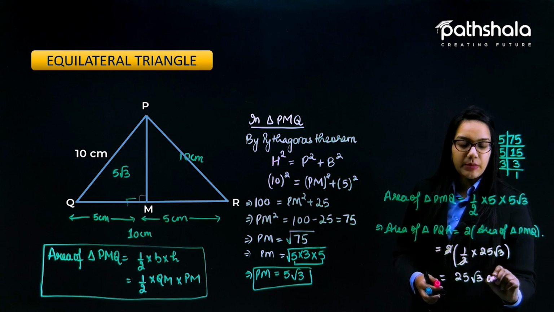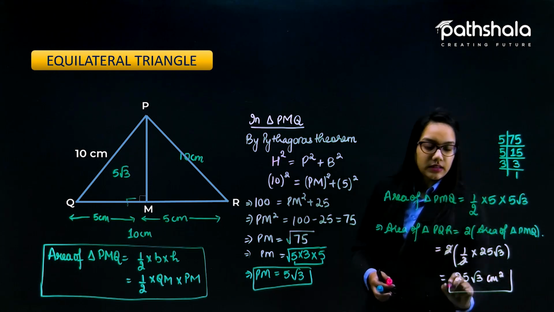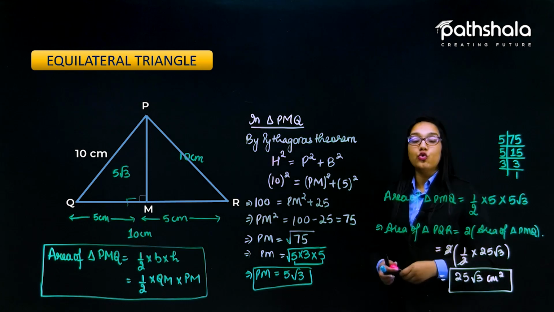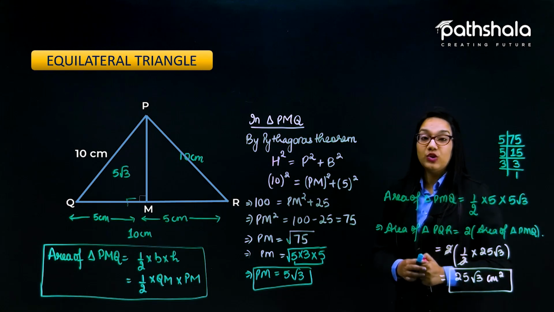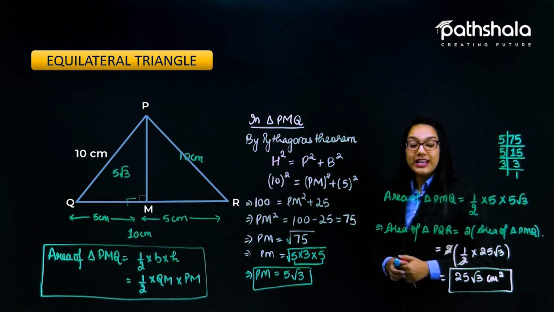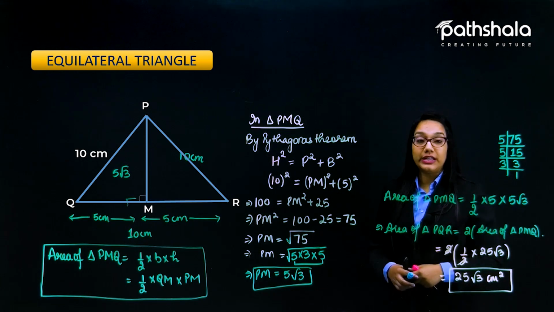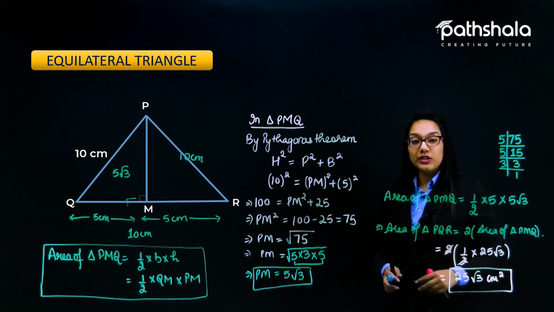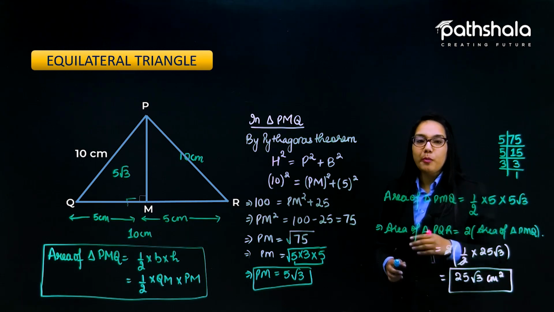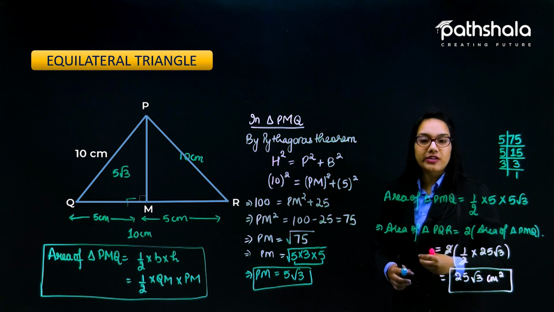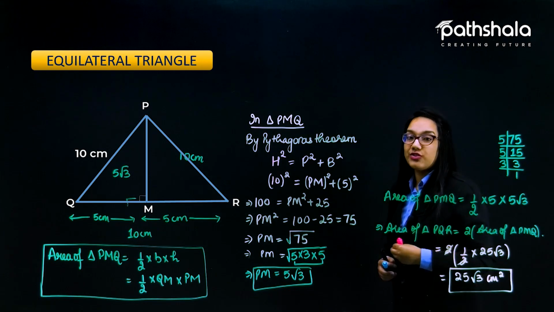So this would be centimeter square, and hence this is the area of the triangle PQR, which is an equilateral triangle, and hence the area of this triangle is 25 root 3 centimeter square. So using the formula again, that is half into base into height, and using the Pythagoras theorem, we have calculated the area of the equilateral triangle.